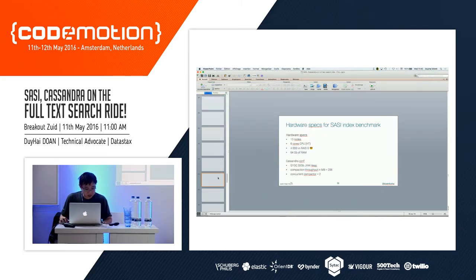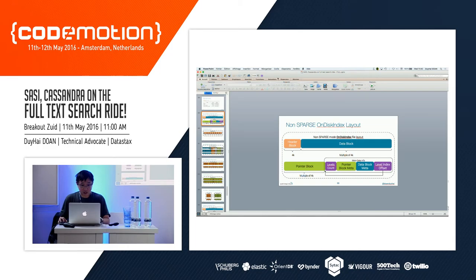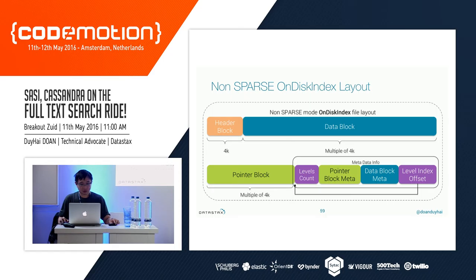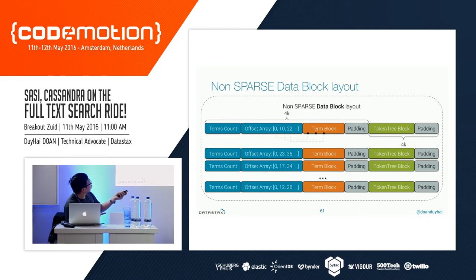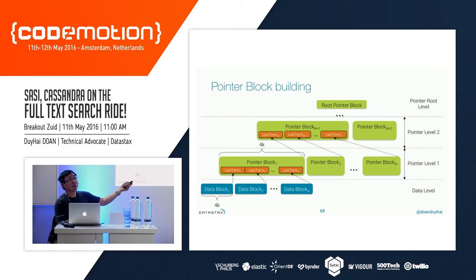So this is my full slide. This is the real data structure. You have a header, data block, pointers. Pointers is like a B-tree to do a binary search to quickly access the data. So you have offset arrays, and then you have pointers to the data. Let me show you the pointers block. Yeah, this is a B-tree-like structure.